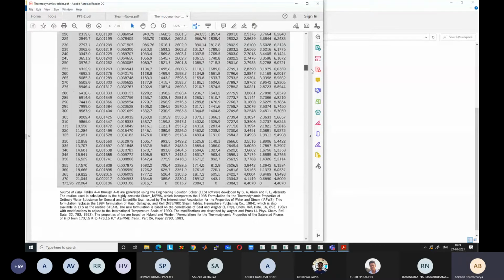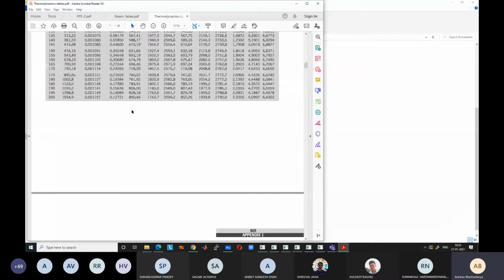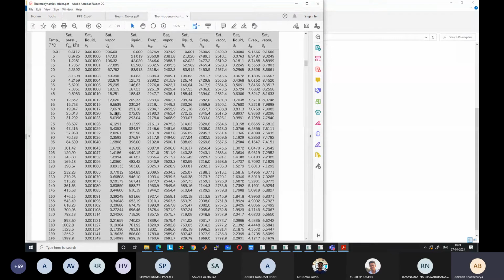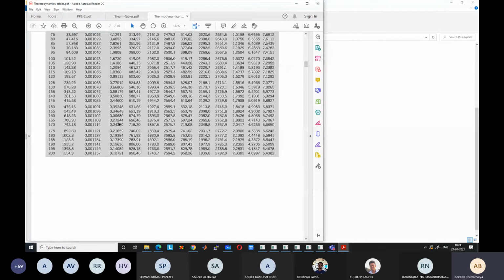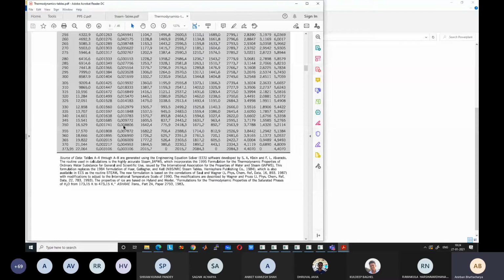And what happens to the saturated vapor specific volumes? Initially at low pressure and temperature, the saturated vapor specific volume is very large. As you keep on increasing the pressure, the saturated vapor specific volume keeps on decreasing, and at the critical point, the vapor and the liquid have the same specific volume. It is exactly the same because there is no distinction between vapor and liquid.